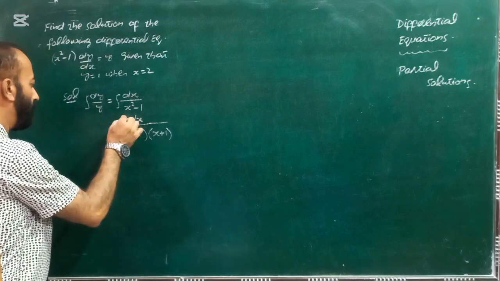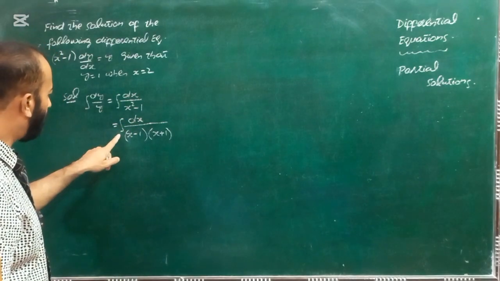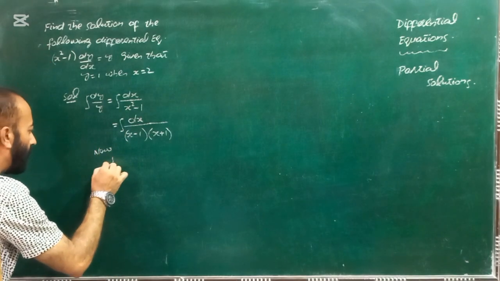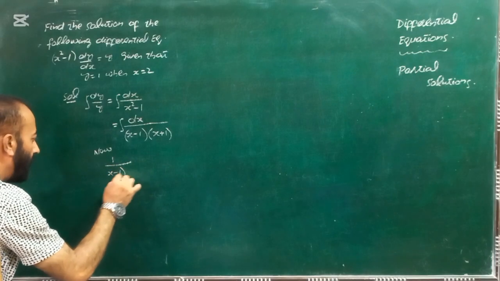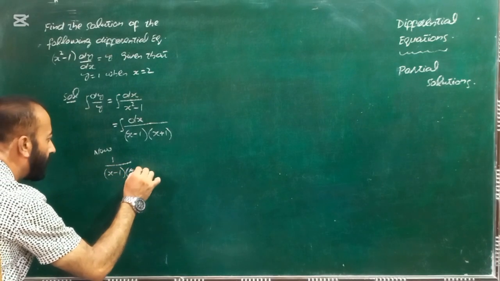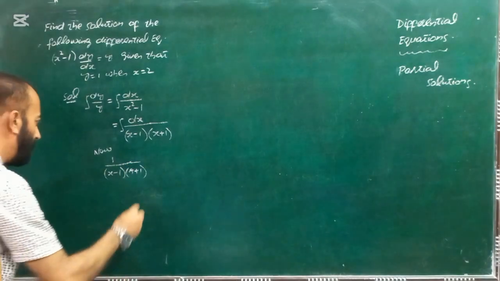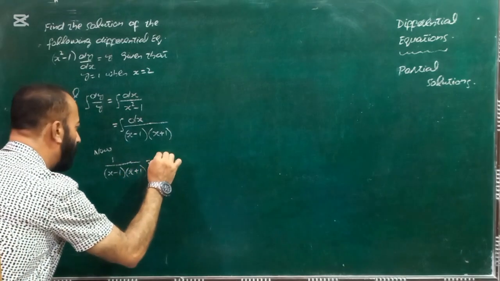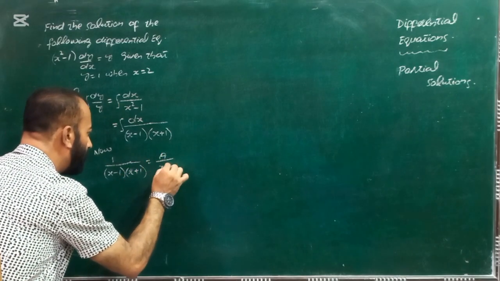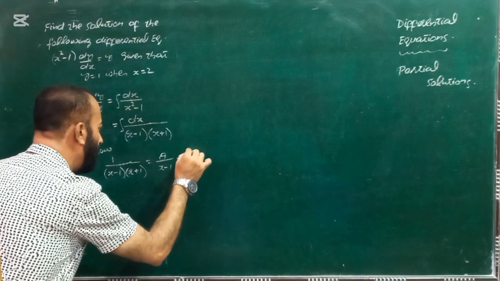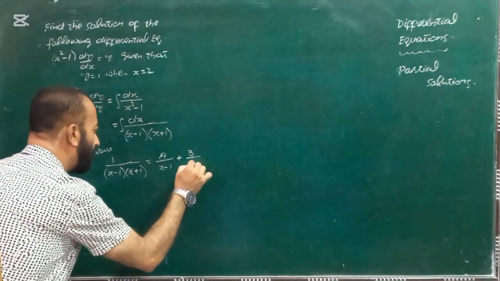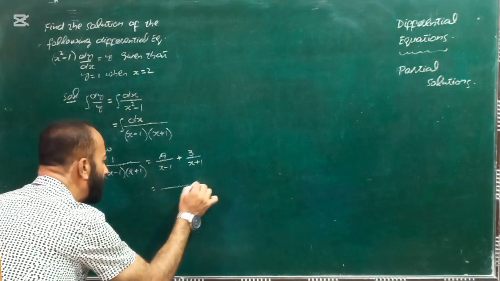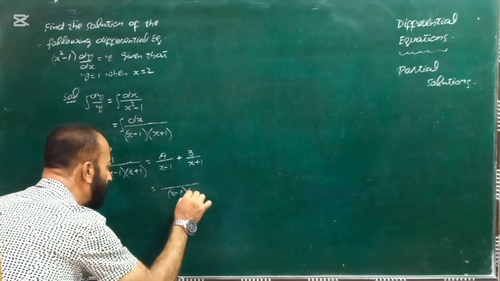So concentrate now. First we will solve this value, that is, look now, 1 over x minus 1 into x plus 1. So that will be equal to a over x minus 1 plus b over x plus 1. Okay. On the right hand side we will take the LCM, that will be equal to x minus 1 into x plus 1.